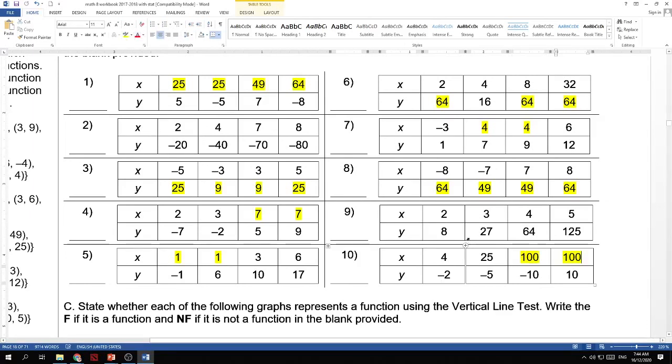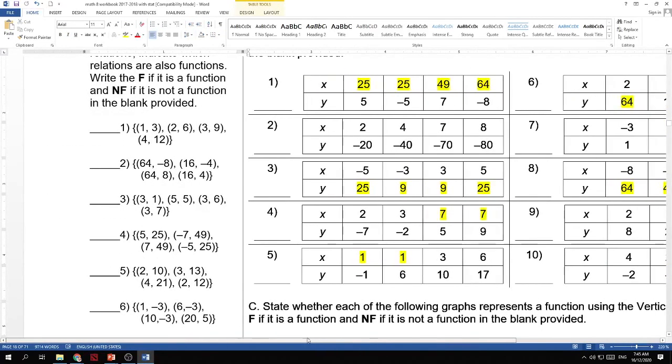One to many. So take note. Have you noticed all the highlighted ones are either one to many or many to one. It's considered one to many if the X is the one repeating. It's considered many to one if the Y is the one repeating. Am I clear with that?